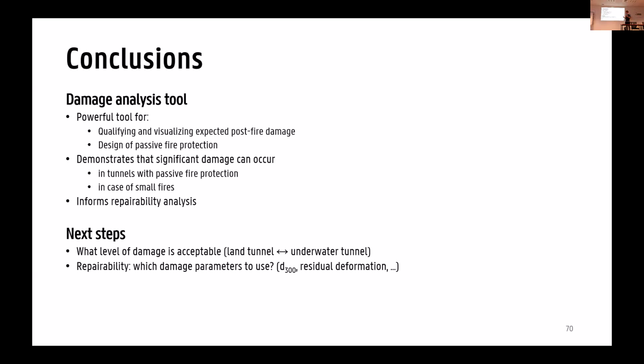If you're talking about thermal damage, you can use the 300-degree isotherm. We can directly get it from SAFIR. Also, for the residual deformations, we can get some information there as well. But the formation of these plastic hinges and these areas with very large cracks, I think, can also be a metric to decide whether or not a tunnel is repairable or not. And that's something which we are still looking into today.